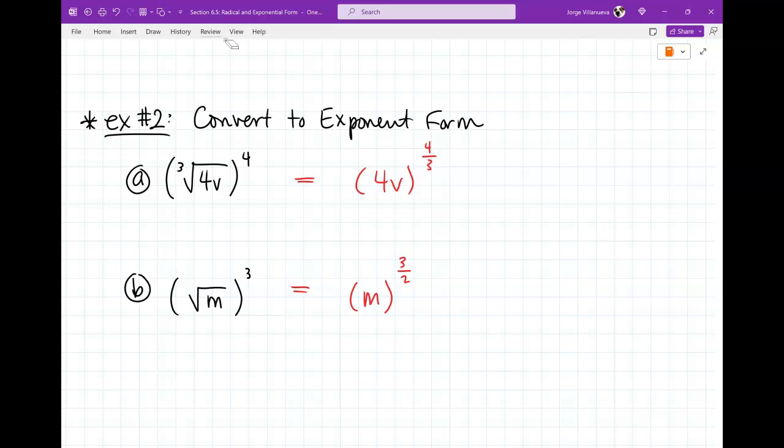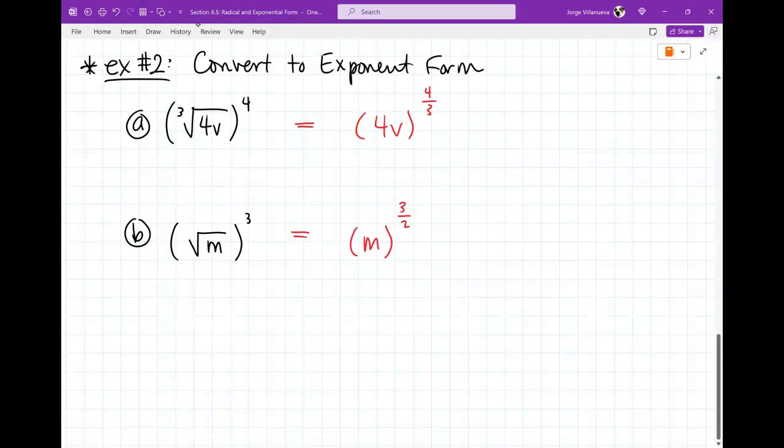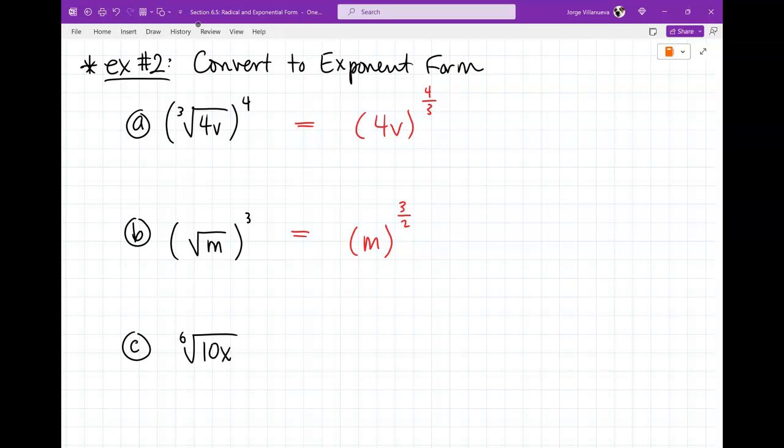So this is what I mean by they were trying to be a little tricky with you, okay? And right now I'm going to do another one that they're trying to be a little tricky with you guys as well, okay? But there you go. Nothing too difficult. Last one, and then we're done. So the 6th root of 10x. And that's all they give you. The 6th root of 10x.